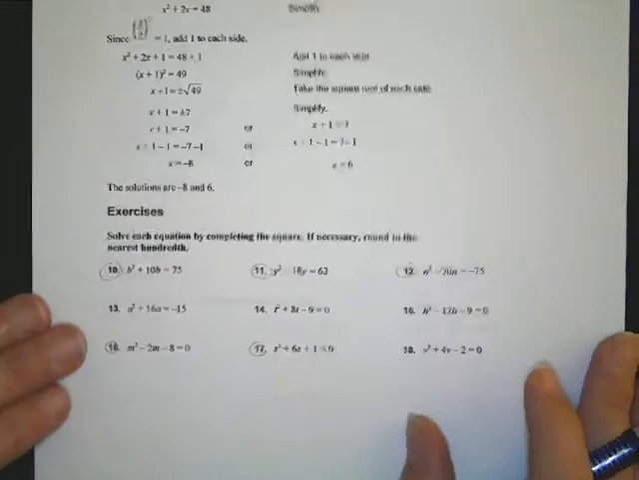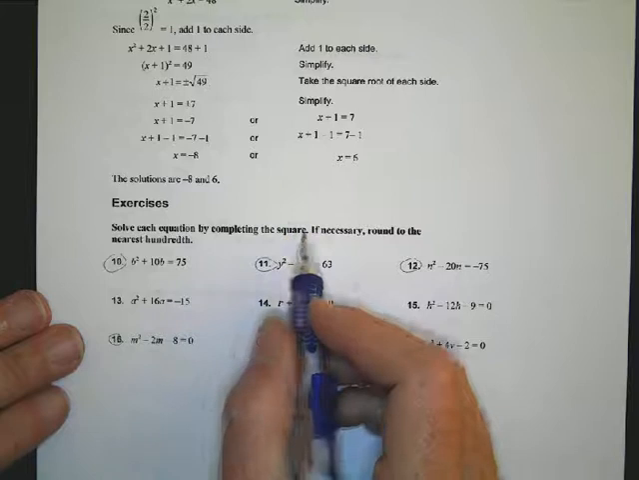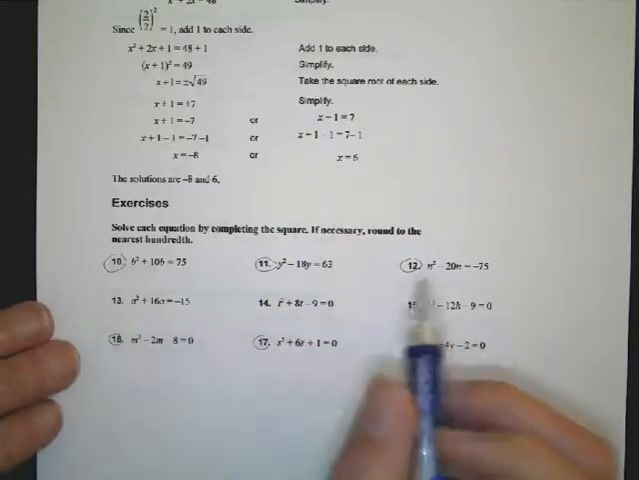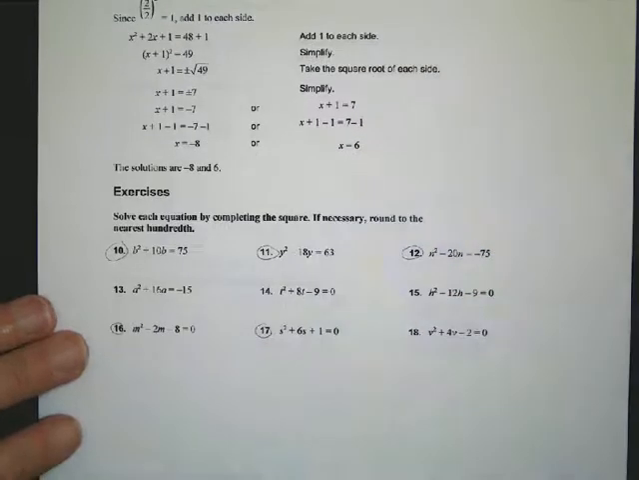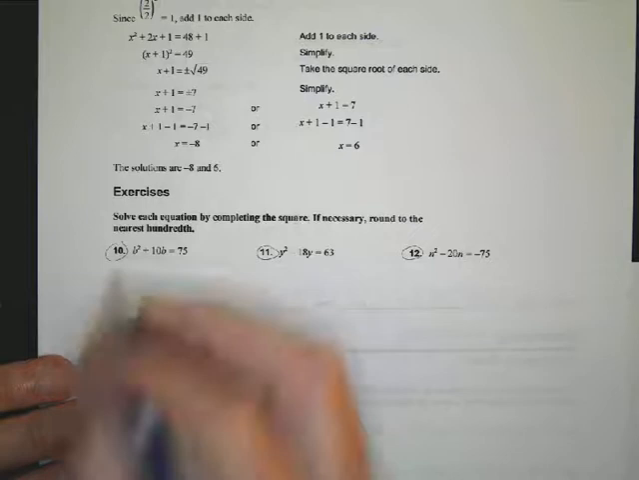Going to look at some of the ones on the bottom down here. We're going to solve each equation by completing the square and round to the nearest hundredth if we need to. So this one's a little different. To solve this one, I'm going to actually use some paper below because I need a little more space here. So let's look at number 10.